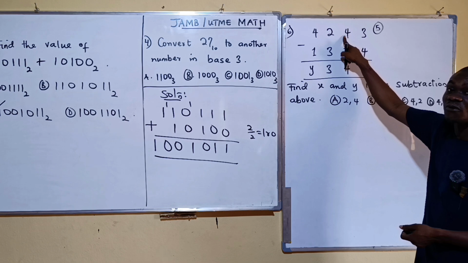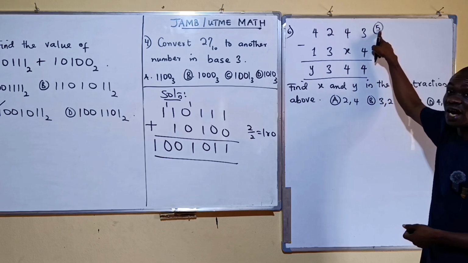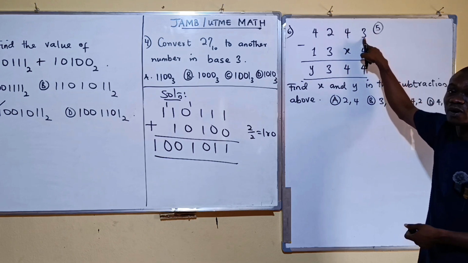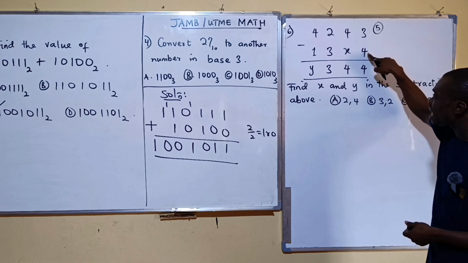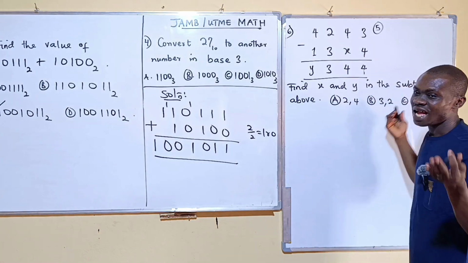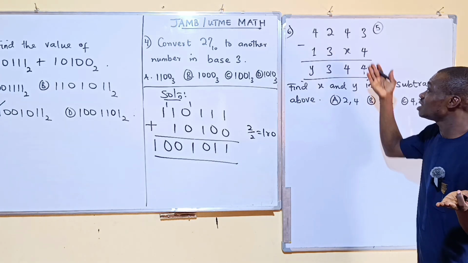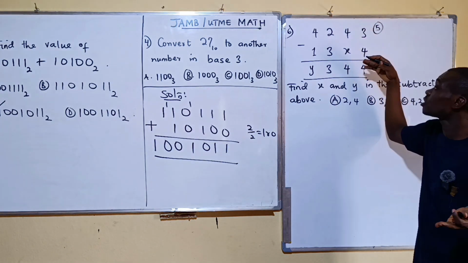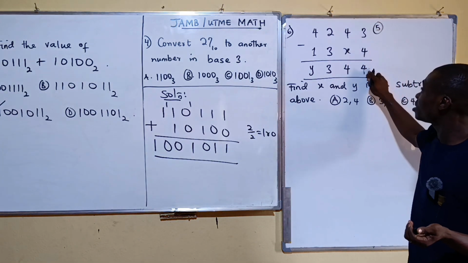Because if I borrow 1 from here, it will be 5. So if I add it to this 3, I'll get 8. So 8 minus 4 is the only thing that will give me 4. Okay, and you are done. So just use this base to do this subtraction. So let's do that. We have already gotten 4 here.